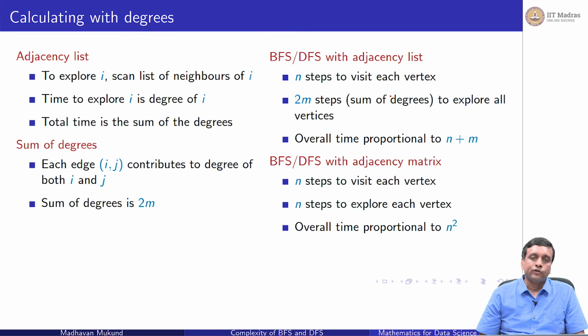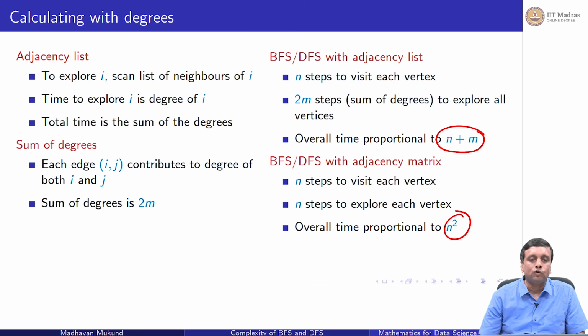Whereas, as we saw, if you did this with an adjacency matrix, it doesn't matter really what the degrees are and what m is. You will end up having to spend n steps for every vertex, because you cannot find out the neighbors of a vertex without looking at the entire row. So you end up taking time n squared.